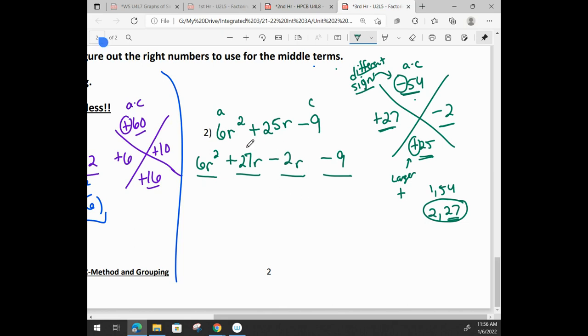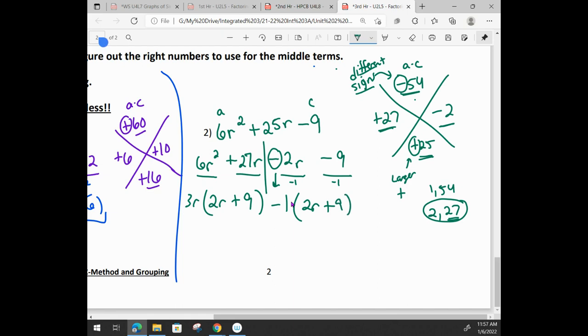All right, so now that we put the positive 27r in and the negative 2r, factor by grouping. You can factor out a 3r from the first two, giving you 2r plus 9 left over. From these two, factor out a negative 1. So you do need to put a 1 here because 1 is the only thing they have in common. So sometimes you do need to put a 1, but you don't have to put a 1 if it's in the front. You do need to put the 1 if it's in the middle. So if I divide both of these terms by negative 1, they will change their signs.